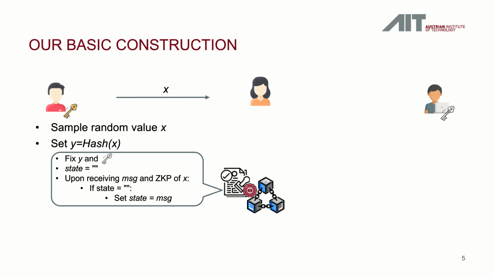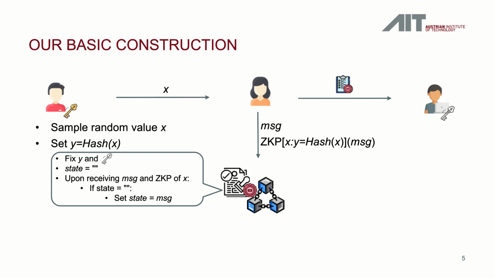The smart contract defines the following. First, it fixes the values of y and the user's public key. Furthermore, it defines the state as an empty string, and it defines the following condition. If somebody is able to send a message and a zero-knowledge proof of the preimage of y, then the smart contract should check whether the state is still empty, and if this is the case, the state is updated to the message to be signed.